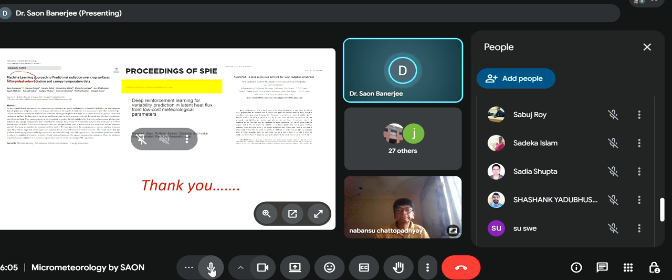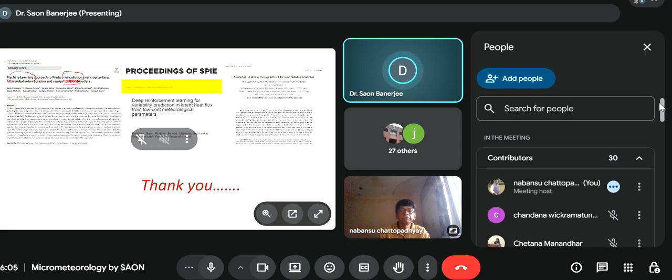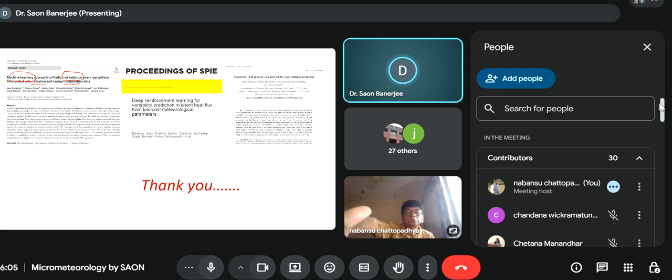For example, net radiation is a costly instrument. In Indian rupees, it costs more than 1 lakh rupees. But if you have other data, such as canopy temperature, solar radiation, or bright sunshine data, you can easily calculate this. So these are the future of micrometeorological study. So thank you all.